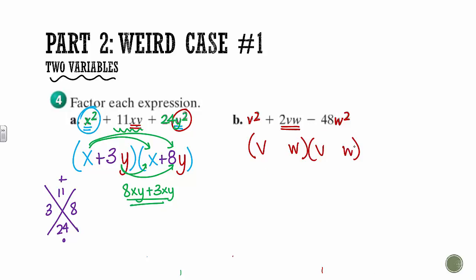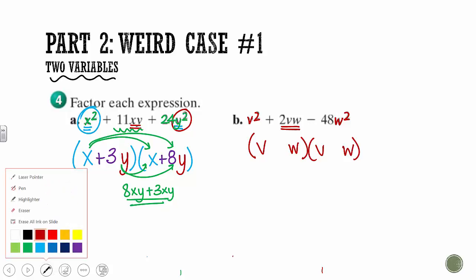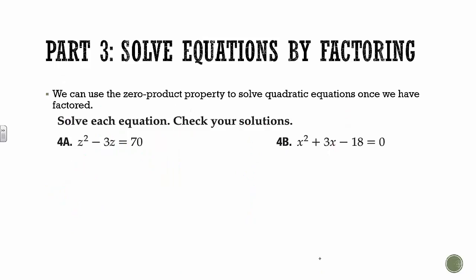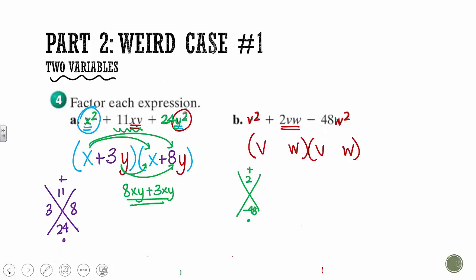And then you've got to figure out your numbers that go in these spaces. Our two numbers have to add to make 2 and multiply to make negative 48. Now because they multiply to make a negative number, I know that one's got to be positive and one's got to be negative. So when I run through my factors of 48, I'm not just going to add them together, I'm also going to subtract and see if I can get 2.